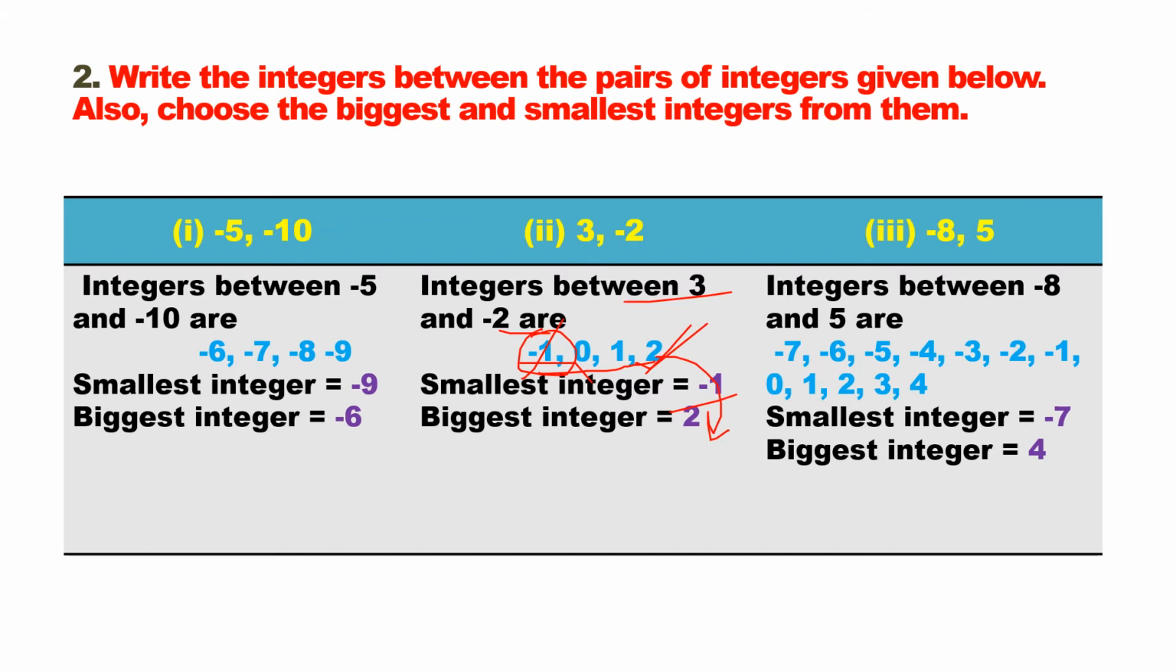Comparing these two, minus 8 and 5, write the in-between numbers: minus 7, minus 6, minus 5, minus 4, minus 3, minus 2, like this. The smallest one is minus 7. When you compare these numbers also, minus 7 is the smallest, right, because it is on the left side. And the biggest one is 4. The right side one is the biggest, the left side one is the smallest. This you should remember. Okay, let us go to the next slide.